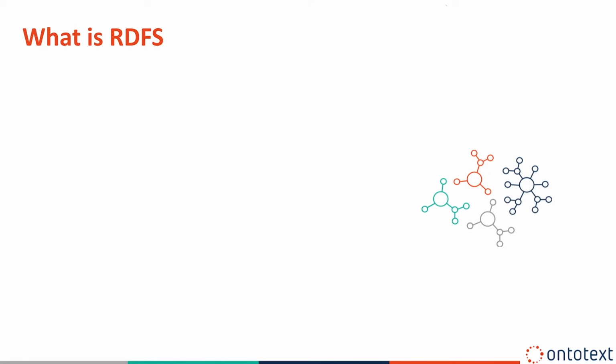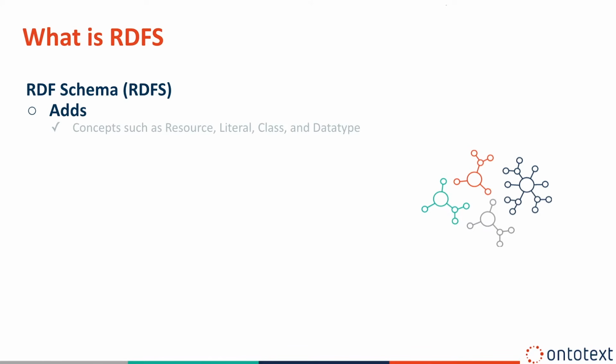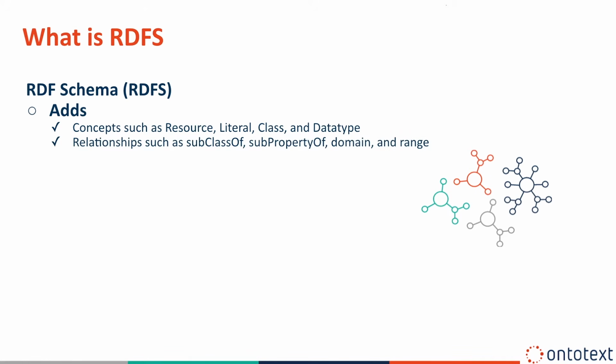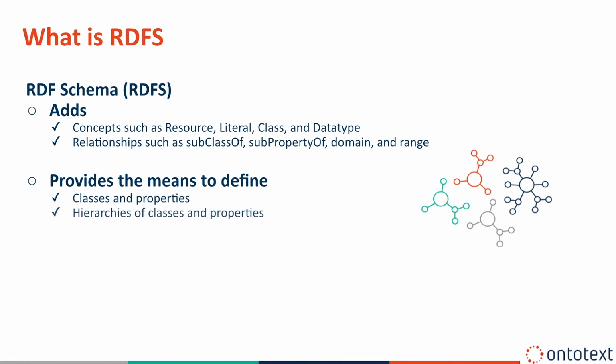What is RDFS? RDF Schema, more commonly known as RDFS, adds schema to the RDF. It defines a meta-model of concepts like resource, literal, class, data type, and relationships such as subclass of and subproperty of, domain, and range. RDFS provides a means for defining the classes, properties, and relationships in an RDF model and organizing these concepts and relationships into hierarchies.